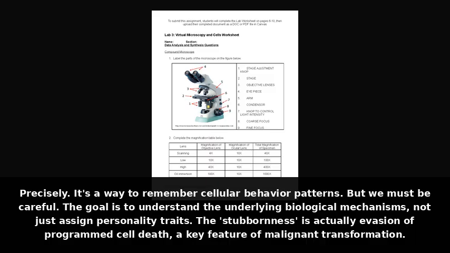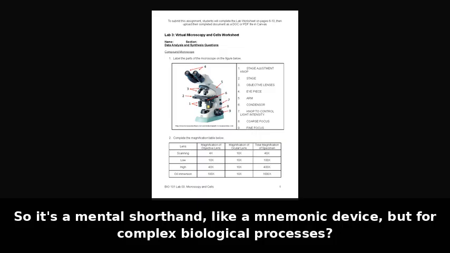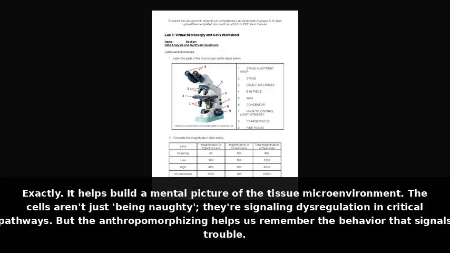But we must be careful. The goal is to understand the underlying biological mechanisms, not just assign personality traits. The stubbornness is actually evasion of programmed cell death, a key feature of malignant transformation. So it's a mental shorthand, like a mnemonic device, but for complex biological processes. Exactly. It helps build a mental picture of the tissue microenvironment. The cells aren't just being naughty, they're signaling dysregulation in critical pathways.